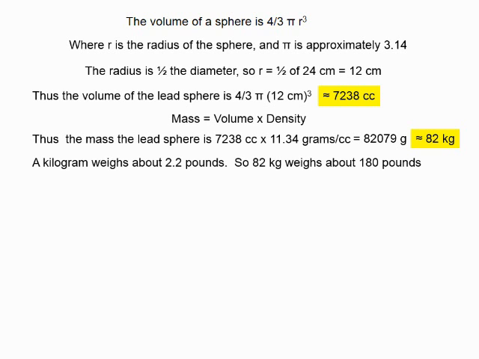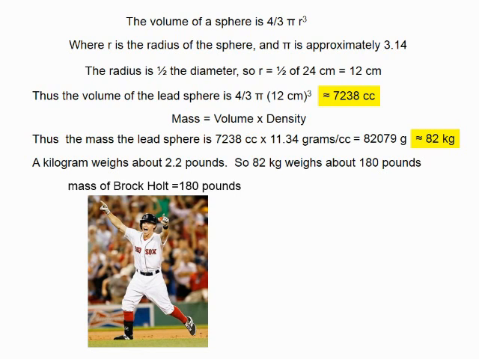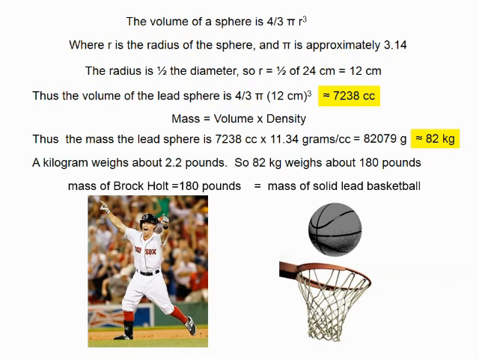A kilogram weighs about 2.2 pounds, so 82 kilograms weighs about 180 pounds, which just so happens to be the mass of the Red Sox rookie star Brock Holt. So the mass of Brock Holt is equal to the mass of a solid lead basketball. It's always nice to have these visual references.